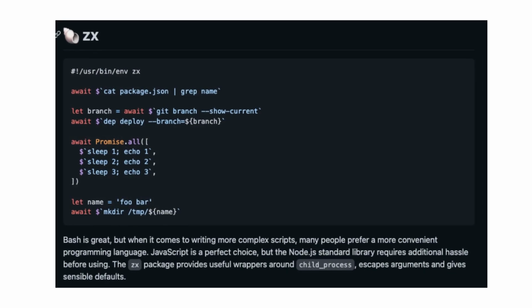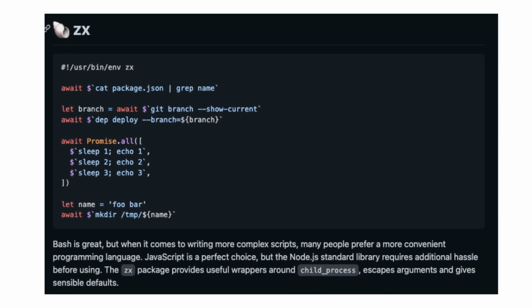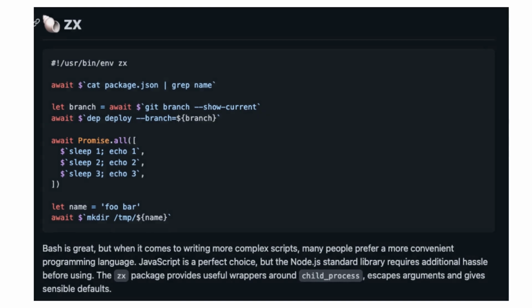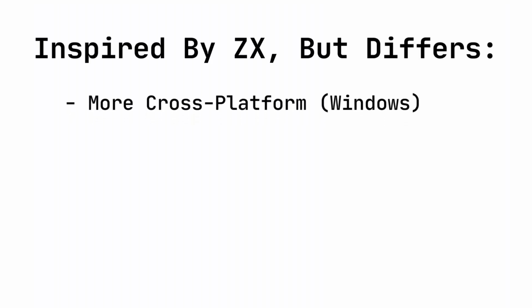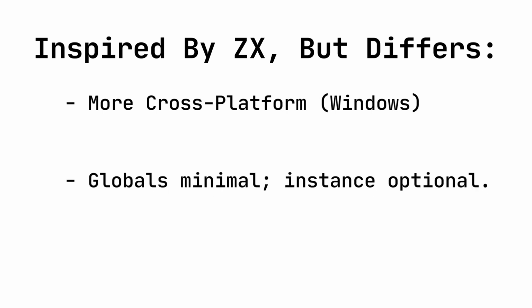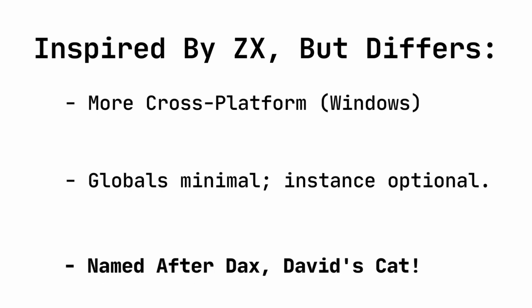For those of you familiar with ZX, also known as Zeeks, DAX is going to look very similar. However, DAX has some key differences, including it's more cross-platform. It uses Deno Task Shell's parser under the hood, has a minimal use of globals. By default, there's only a single instance of the identifier, and that's not really required. And it's named after David's cat, so say hello to Dax.